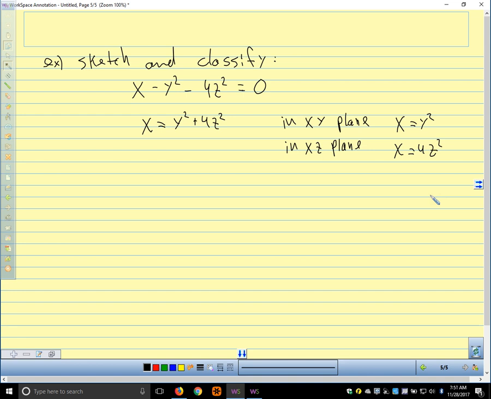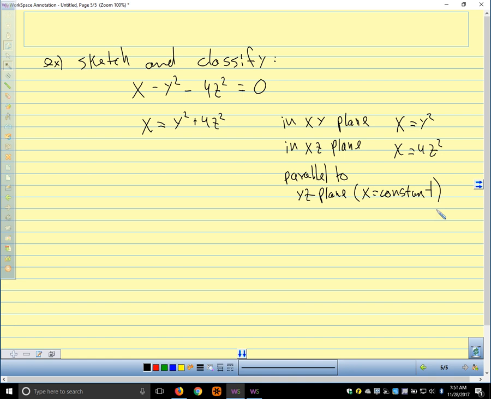And for x equal to a constant, so I'm going to say parallel to the yz plane. Now, before I go on, why did I not say when x equals 0? What happens when x equals 0? Everything is 0, so you just have a point. So at the origin, it intersects at a point.